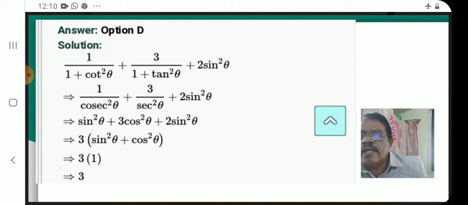And here sin square theta plus 2 sin square theta is 3 sin square theta, and 3 can be taken out of the bracket. We can write 3 of sin square theta plus cos square theta. That is 3 into 1. Sin square theta plus cos square theta is 1. 3 into 1, answer is 3.